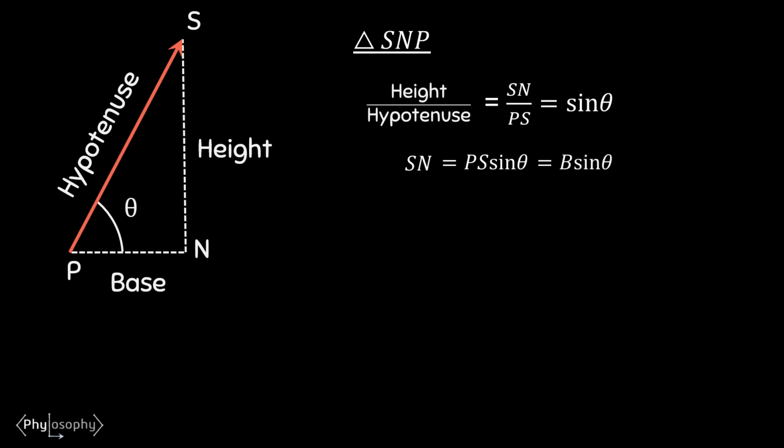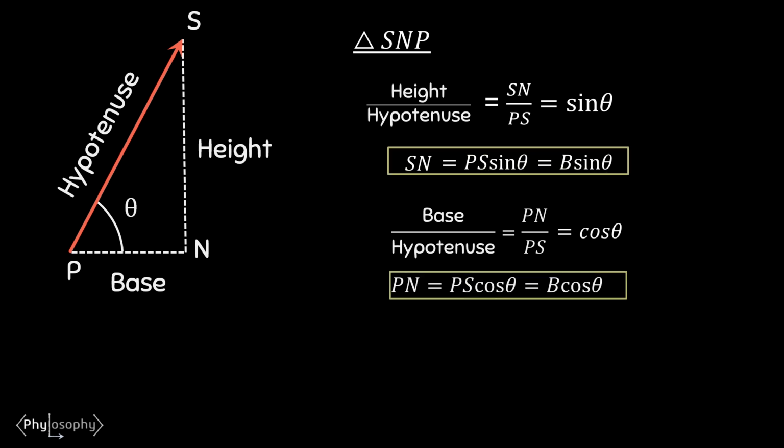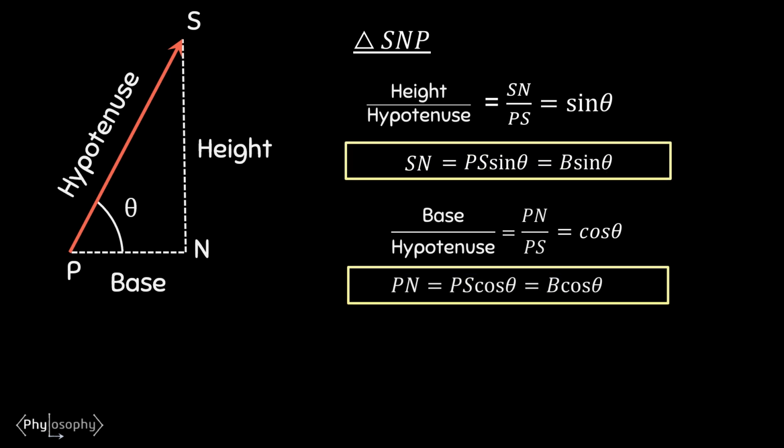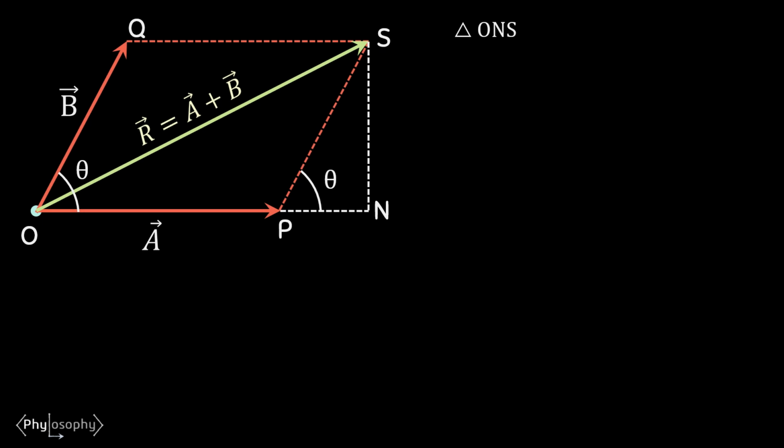Similarly, from the definition of the cosine of the angle theta, we can write base over hypotenuse, which is PN over PS, is equal to cos theta. Therefore PN is equal to PS cos theta. Again this is equal to B cos theta, as PS represents the magnitude of the vector B. So now we are going to use these two relations to derive the magnitude and direction of the resultant vector R. Now let's concentrate on the bigger triangle ONS.